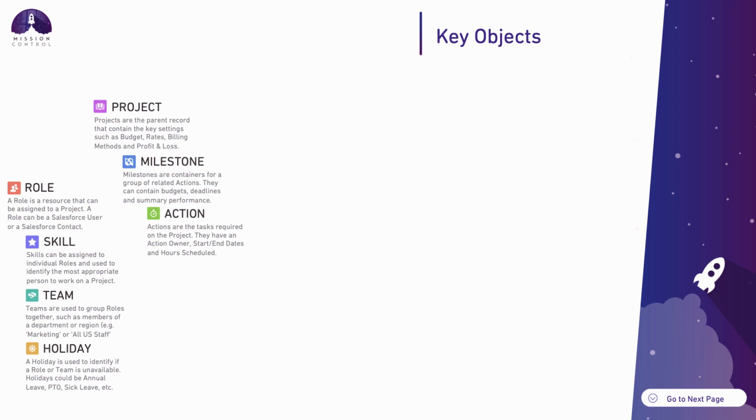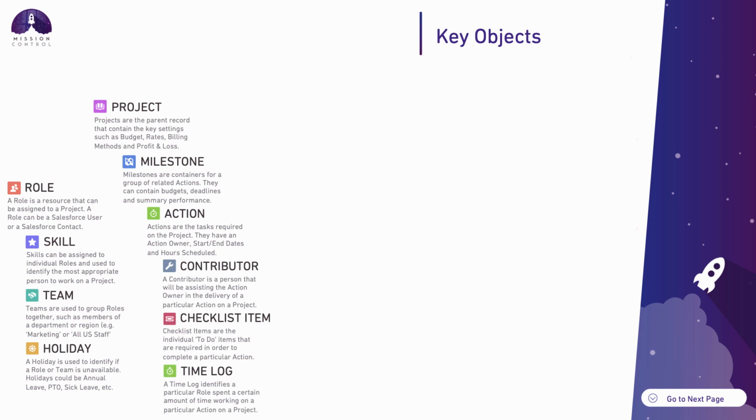Now, the actions are the individual tasks that need to be delivered. And you'll see here, the action will be assigned to an owner. You'll be specifying when that needs to start and finish and how much effort you're expecting that to require to be delivered. Now, whilst the action can only have one owner, you can pull in what we call contributors. So contributors are additional people that will be supporting the action owner in delivering that item.